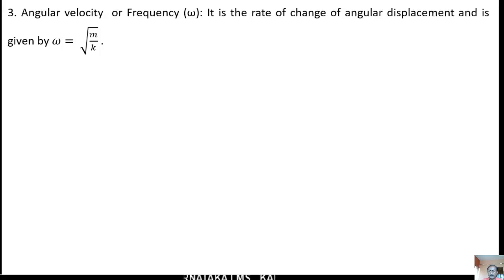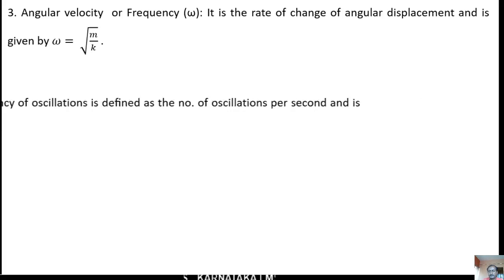Next, one more property is angular velocity or frequency. It is the rate of change of angular displacement and is given by the formula omega equals square root of m by k. The formula is omega equals square root of m by k.